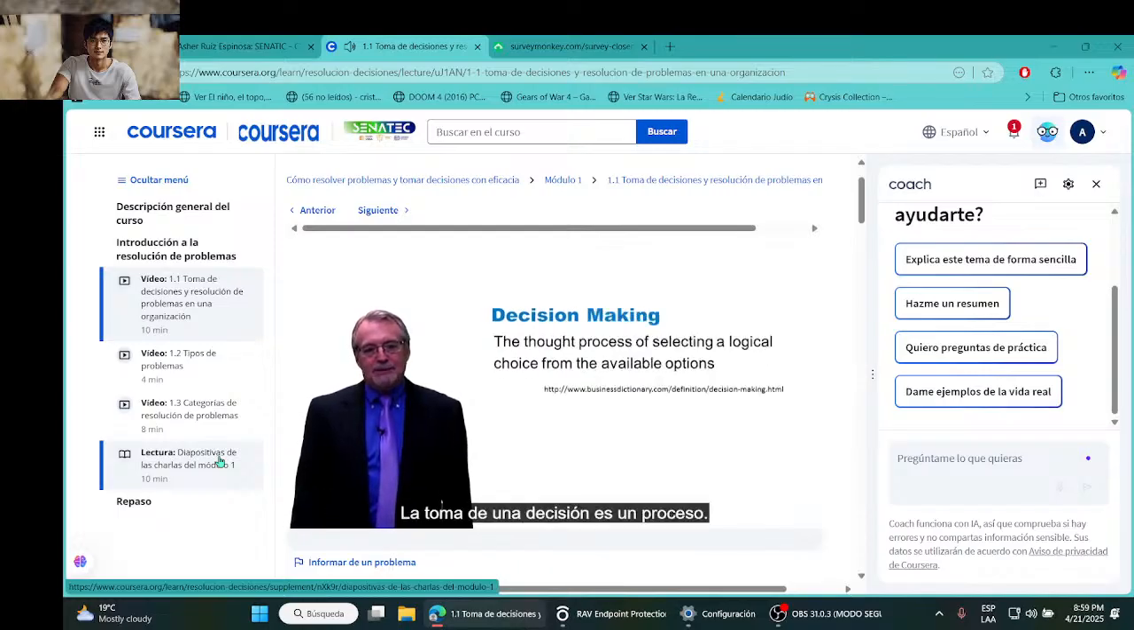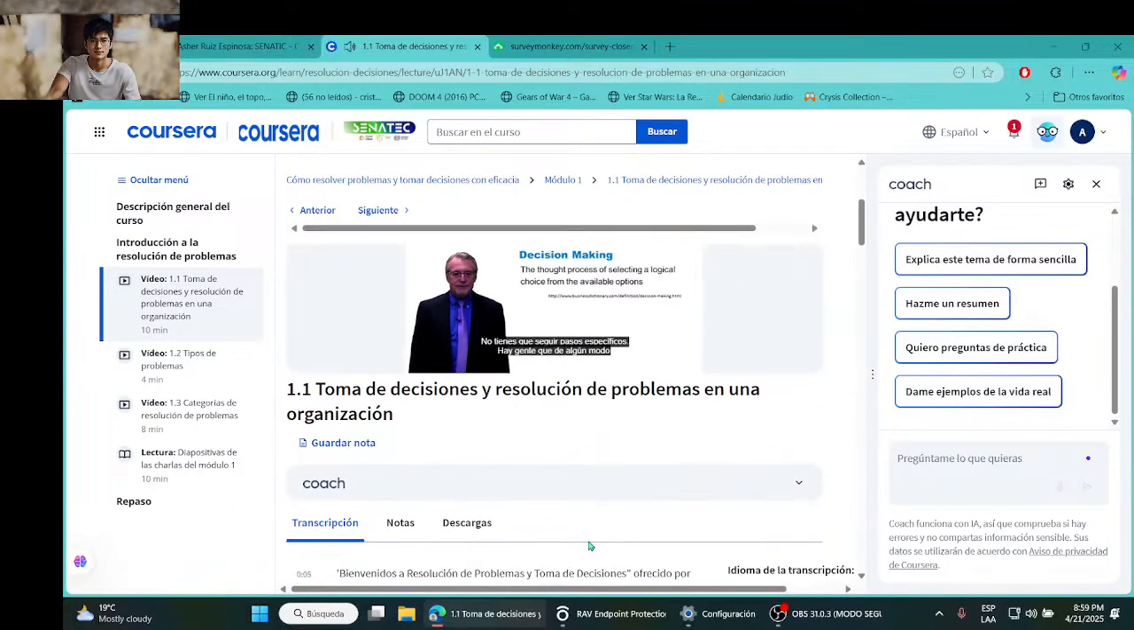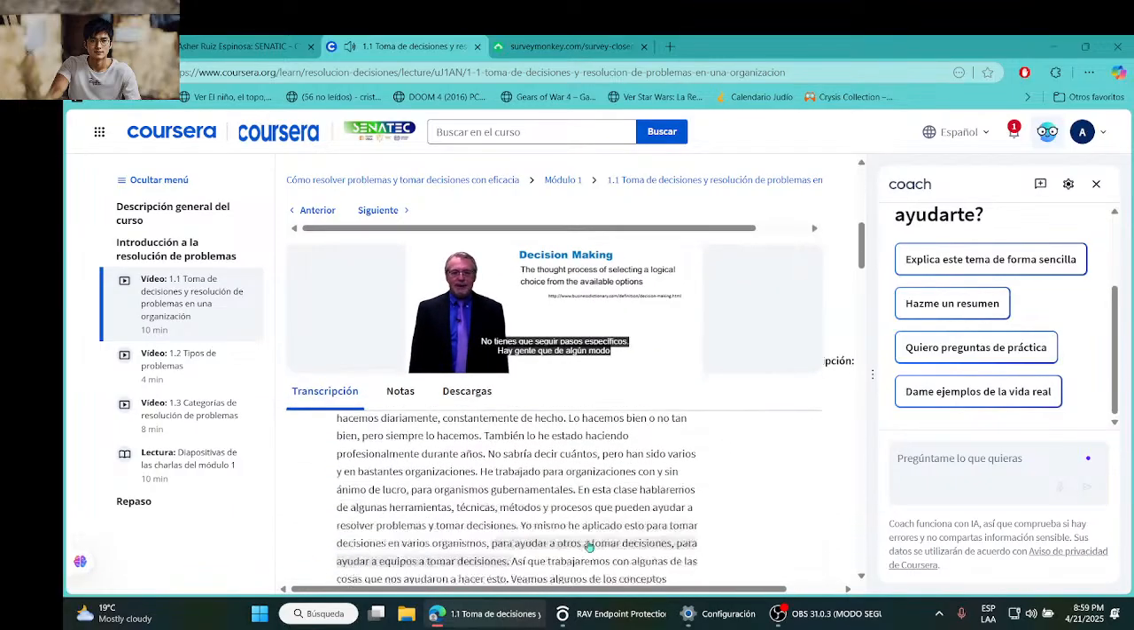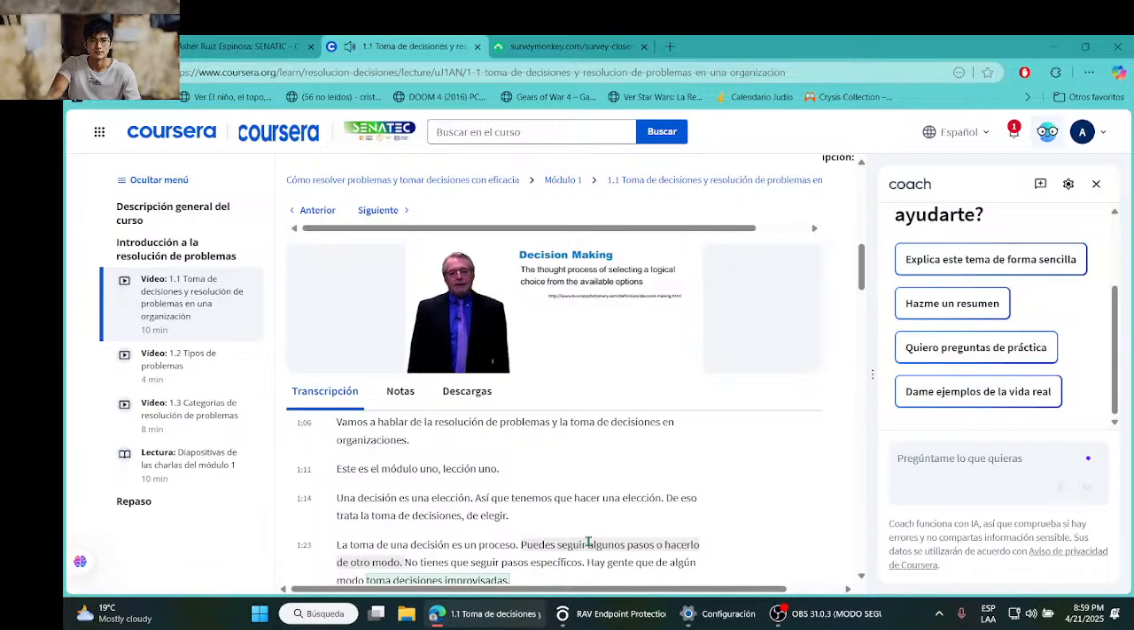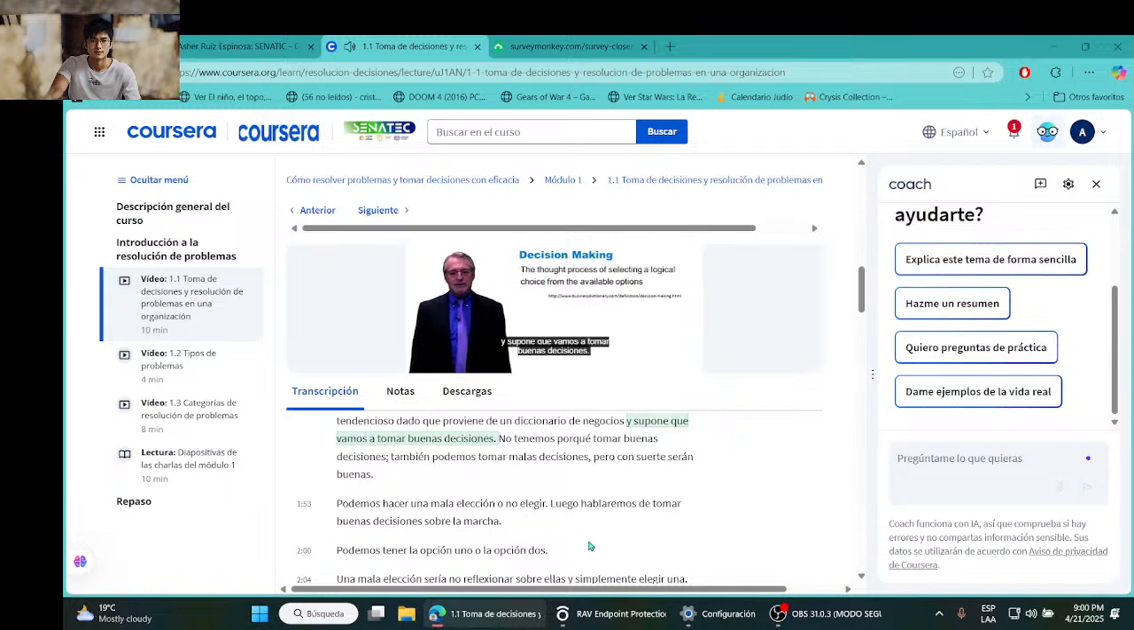And the decision making part of it is a process. So there are some steps you can go through, or we'll look at another way. You don't have to go through specific steps. Some people just somehow make decisions along the way. This is a logical choice from available options. This is a little biased because it's from the business dictionary, and it implies that we're going to make good decisions. We don't have to make good decisions. We can make bad decisions as well, but hopefully we'll make good decisions. We can make a bad choice or no choice. And then we'll talk about making good choices along the way as well.